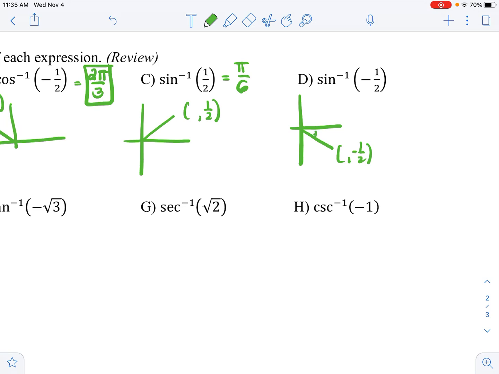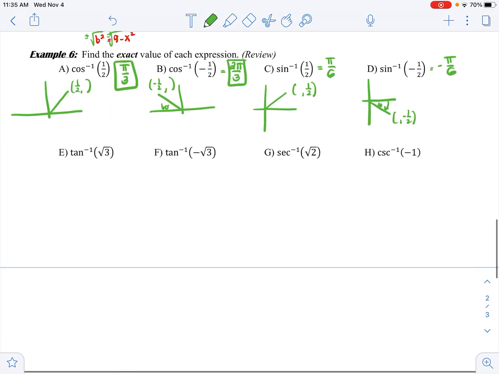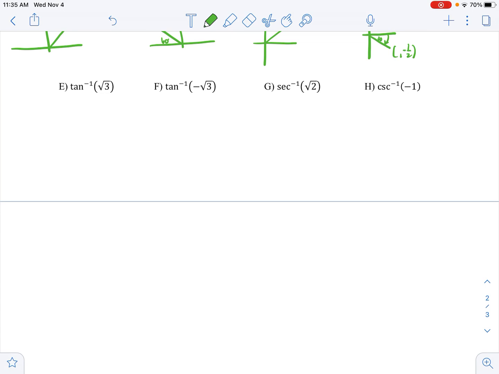Sine inverse is defined in your first and your fourth quadrant. It's negative in the fourth. Sine is your y value. What's that angle? This is 30 degrees right here, but remember this one's negative, so this is negative pi over 6.